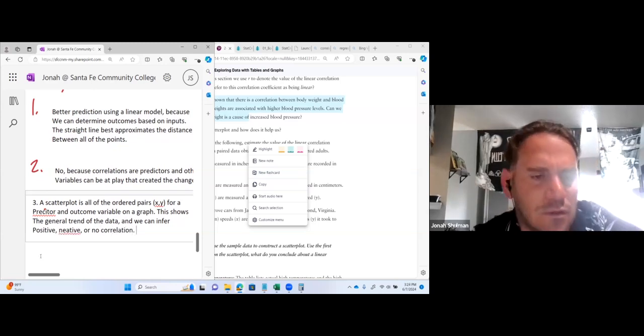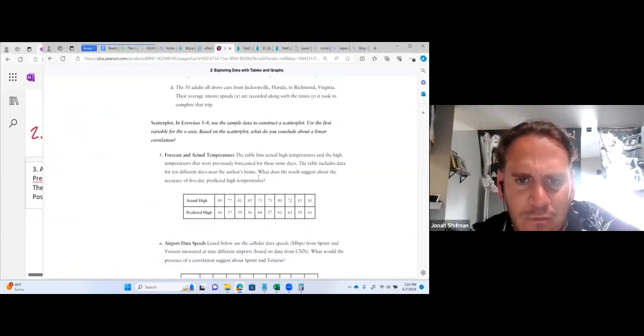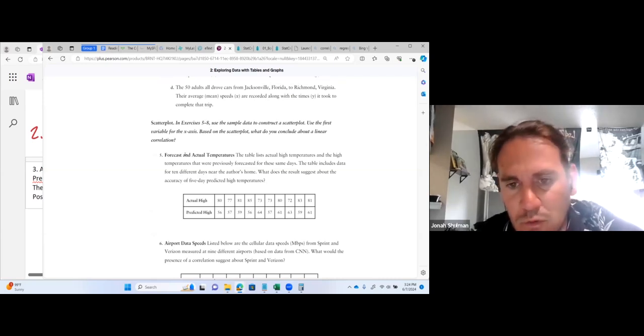All right. That was 1 through 3. Let's look at 5 and 8. In 5 through 8, use the sample data to discuss your scatterplot. Use the first variable for the x-axis. What would you conclude about it? Oh, cool. So they give us one. We might as well do it.